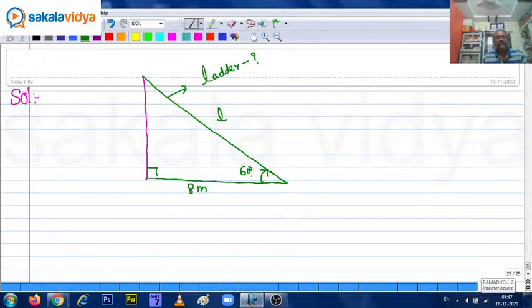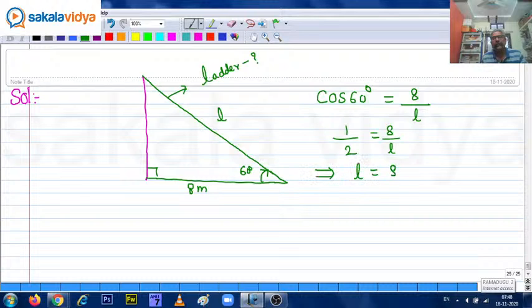For the 60 degrees angle, 8 meters is the adjacent side and the ladder is the hypotenuse, so now use cos. Cos 60 degrees is equal to 8 by L. Cos 60 is actually 1 upon 2. Cross multiplication, L is equal to 8 into 2, which is 16 meters. This is the answer.